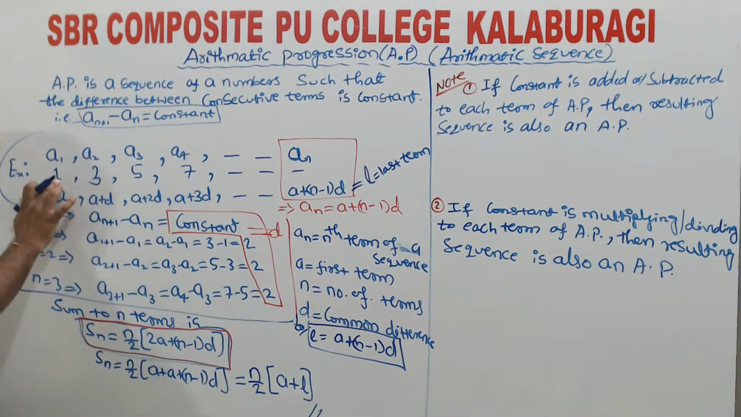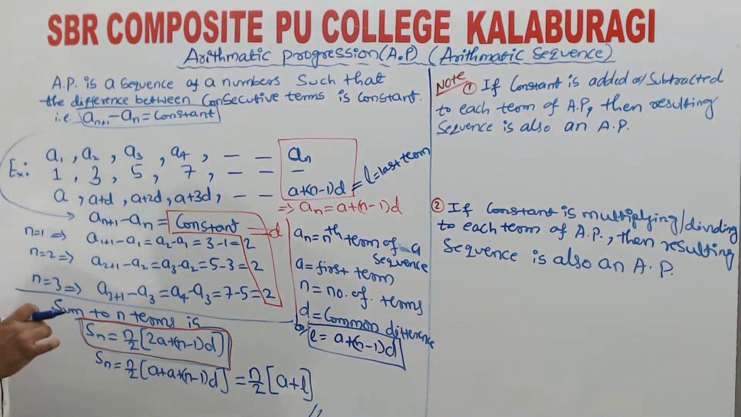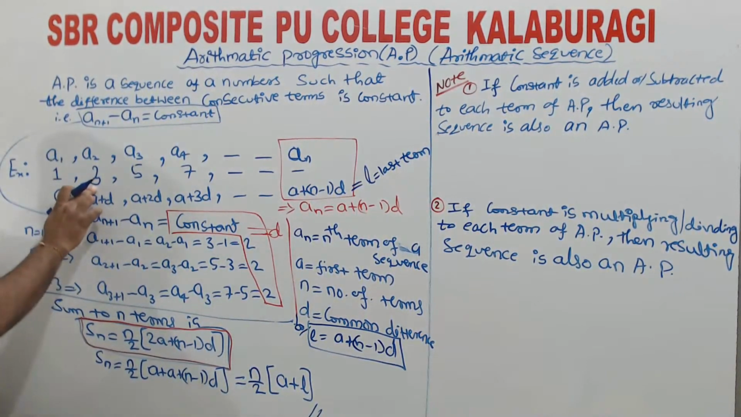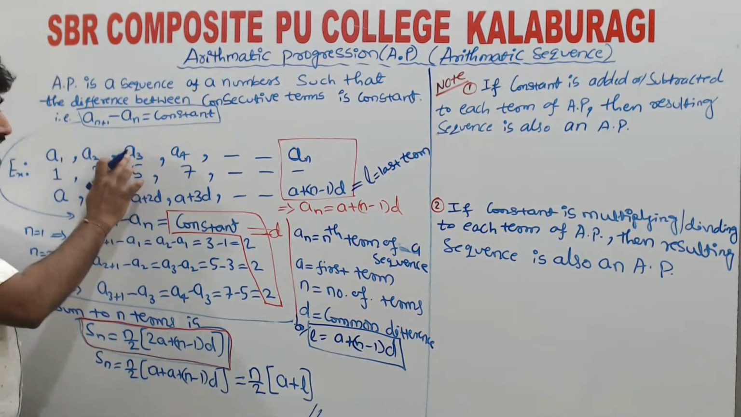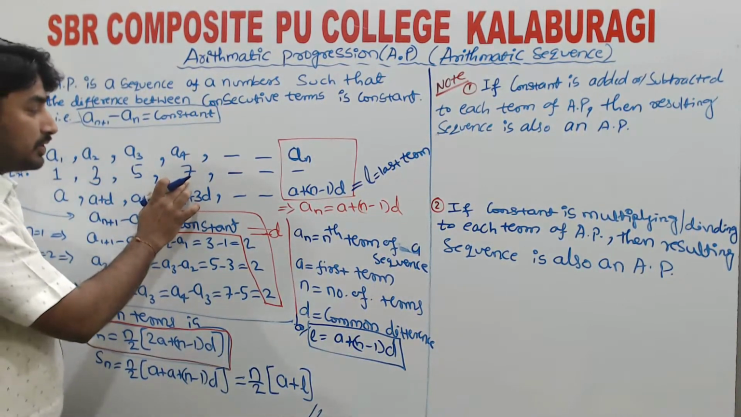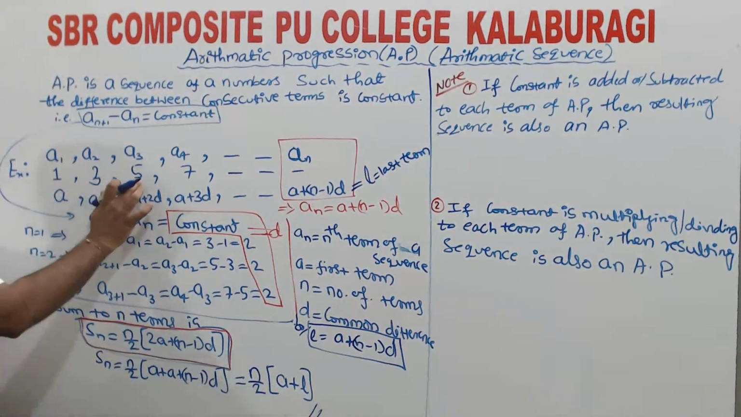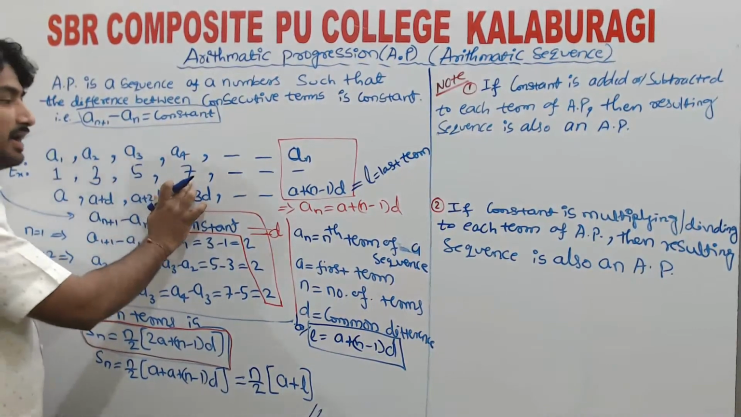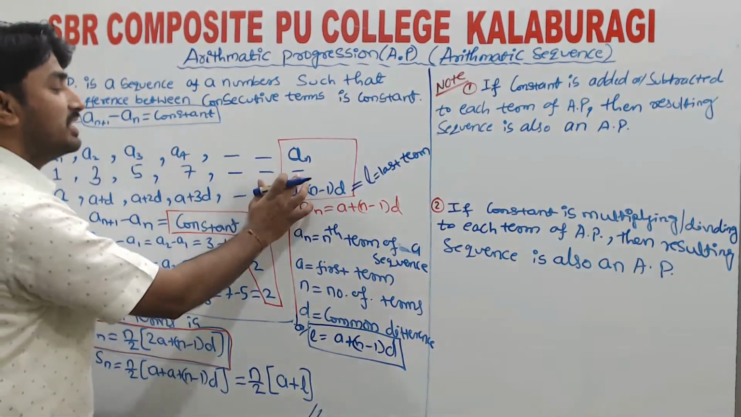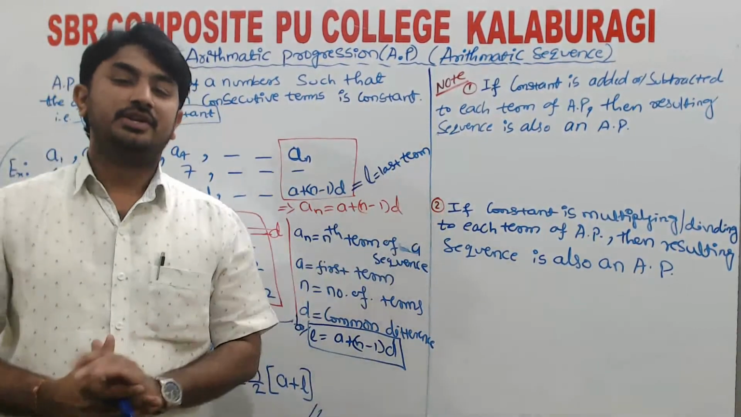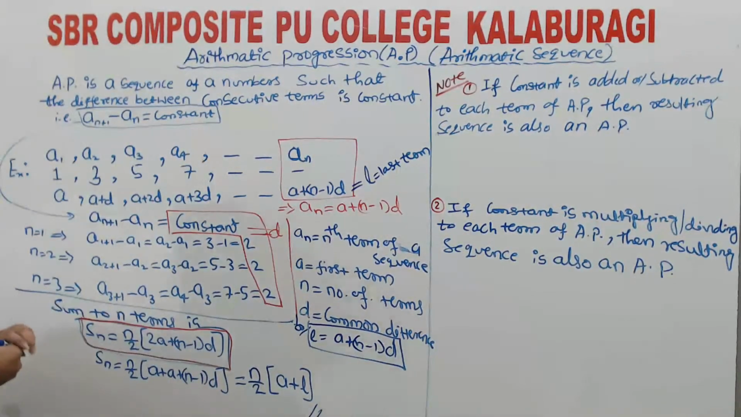Here, the first number is called the first term, A1. The second number is called A2, the third number A3, and the fourth number A4. It means the first term, second term, third term, fourth term, and so on. The three dots indicate that the terms continue. Okay.